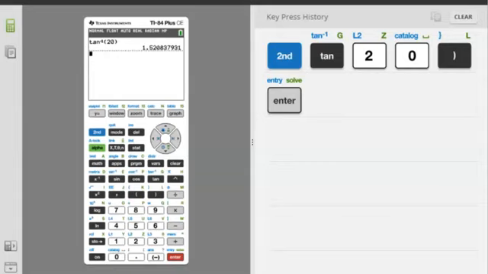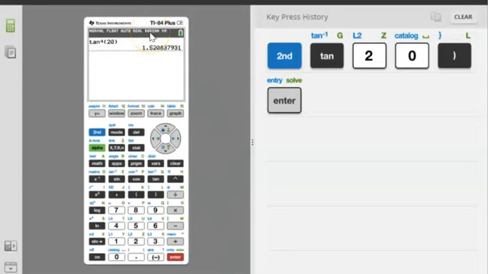I pulled up my calculator, I typed in tangent inverse of 20, and I got 1.5208 or so. Again, notice I hit second tangent to get the inverse tangent. I typed in the 20, and I did close my parentheses, and that got me my answer.